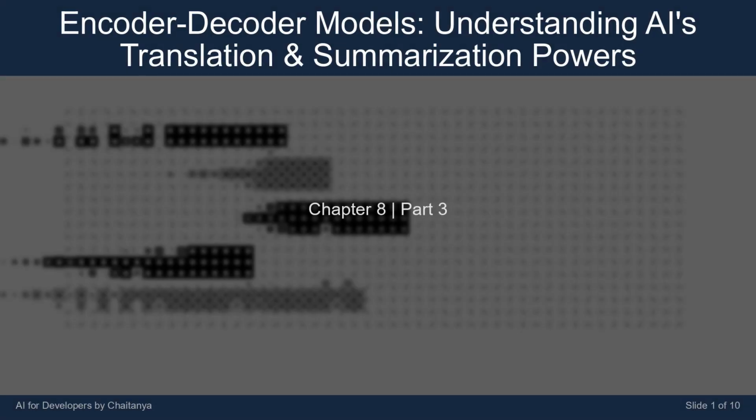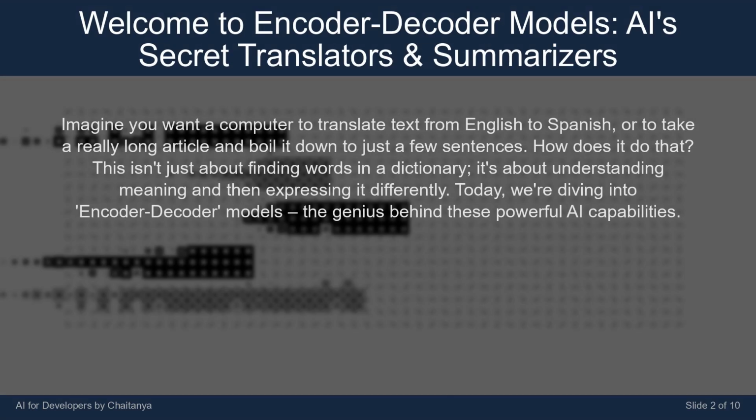I'm Chaitanya talking bot. Today's lesson is titled Encoder-Decoder Models. Understanding AI's translation and summarization powers. Imagine you want a computer to translate text from English to Spanish. Or to take a really long article and boil it down to just a few sentences. How does it do that?